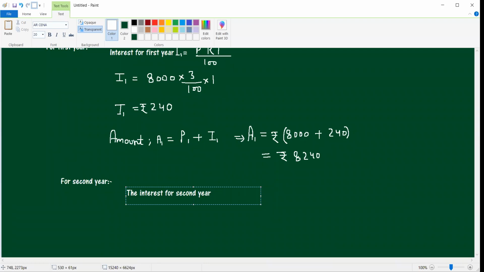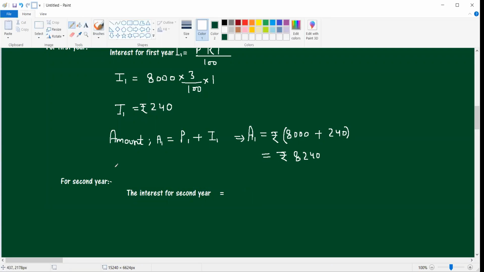Interest for second year will be equal to, now I'm going to write. Before it, you have to write that principal for second year P2 will be equal to A1. So interest for the second year will be P2 into R into T upon 100. Again here T is 1 year and R is 3%.